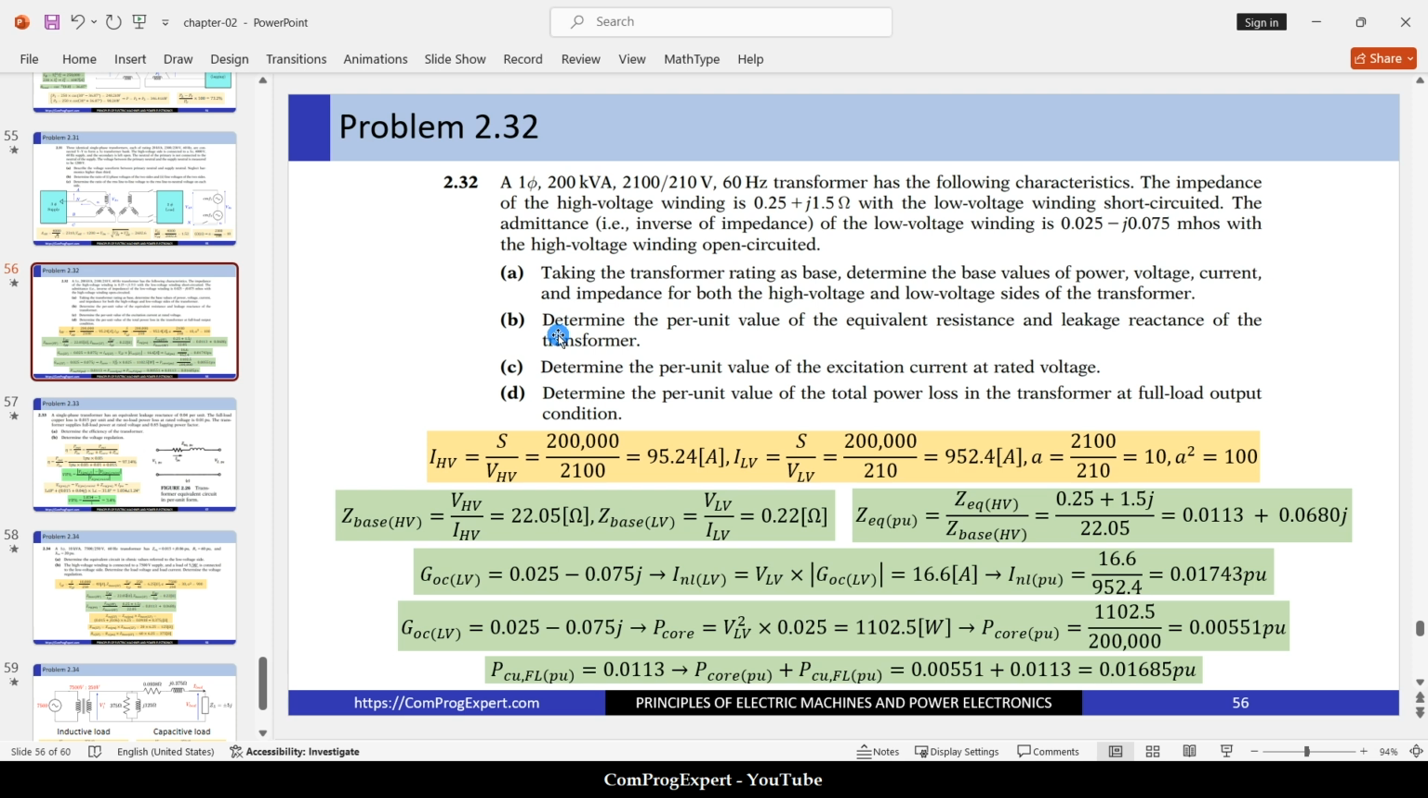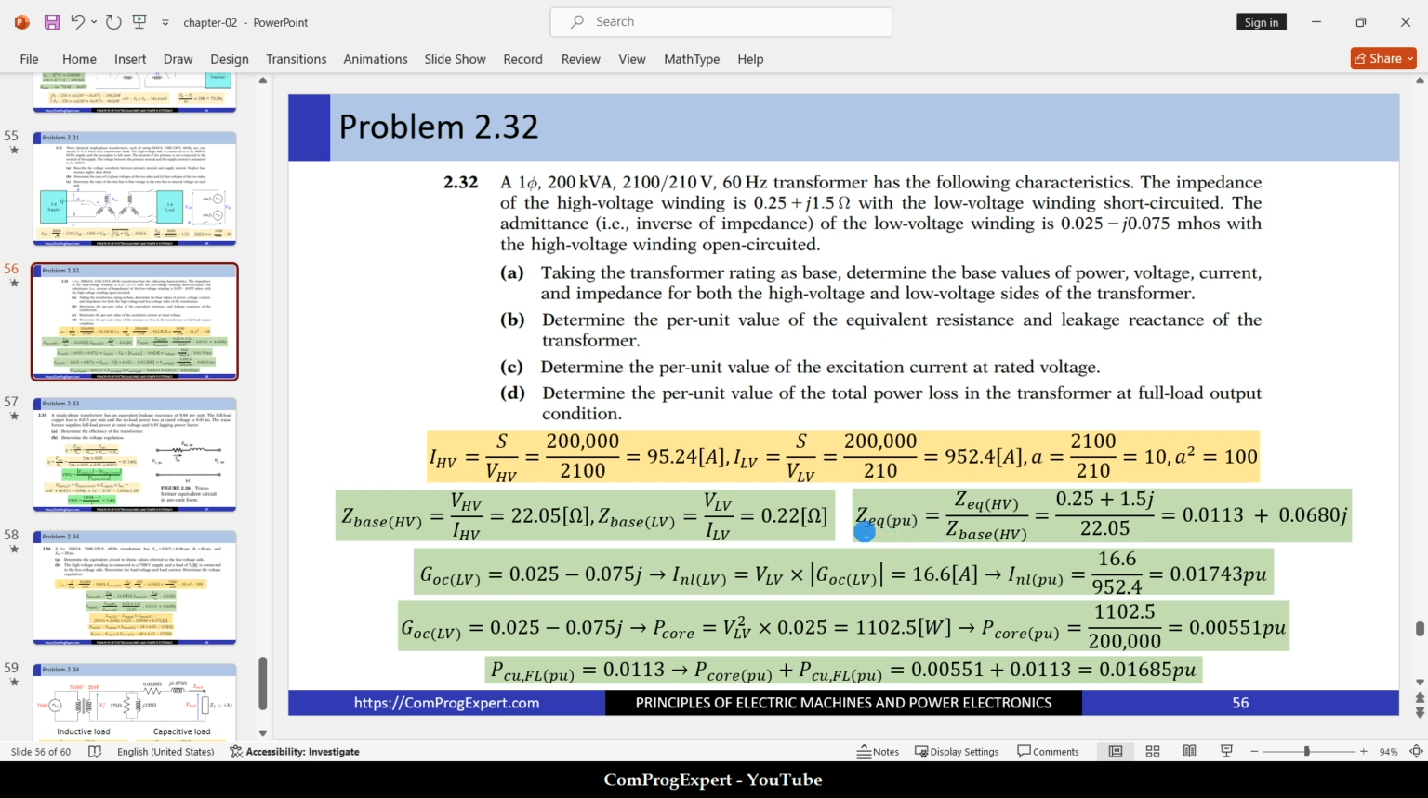Okay, so part B, determine the per unit value of the equivalent resistance and leakage reactance of the transformer. The Z equivalent is given here, 0.25 plus j1.5. So this is measured when the low voltage side is short circuited. This is the equivalent impedance for the high voltage side.